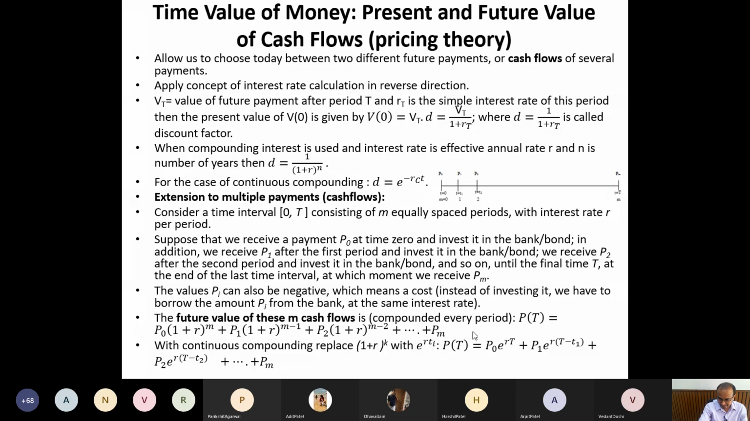And the last amount, that is PM, I am receiving at time t equal to capital T, or at the end of this mth period, but that amount is now with me. I'm not doing any further investment. So that amount itself is available with me. So this is my future value, right? This is my future value of all this cash flow, assuming the interest rate remains the same. If the interest rate is different, I have to replace this R by different values.